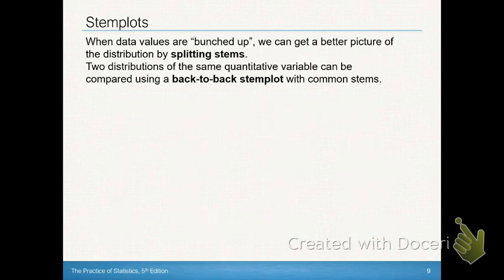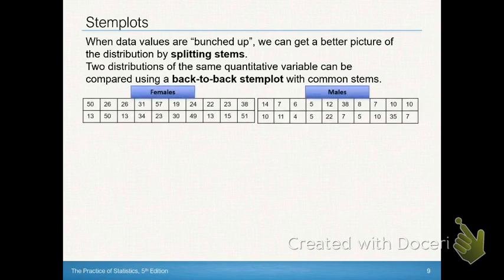Now there are a couple variations on different types of stem plots. We can do split stem plots if you have all of the data clustered around one area and it's hard to see how it's distributed. Or you can also do back-to-back stem plots if you have more than one subgroup.